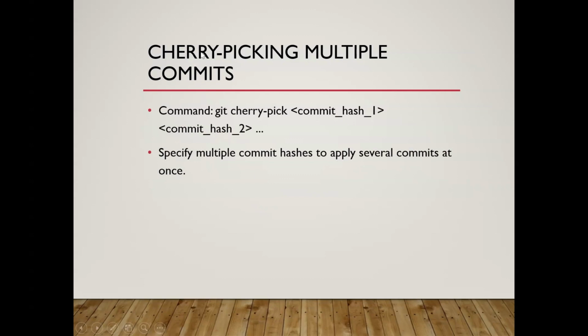If you have to cherry pick multiple commits, you can of course use the git cherry-pick command. The command is the same, you just have to specify the commit IDs after git cherry-pick. You can specify multiple commit IDs at once so that all the commits you have specified will be picked and merged to the target branch. Specify multiple commit hashes to apply several commits at once.